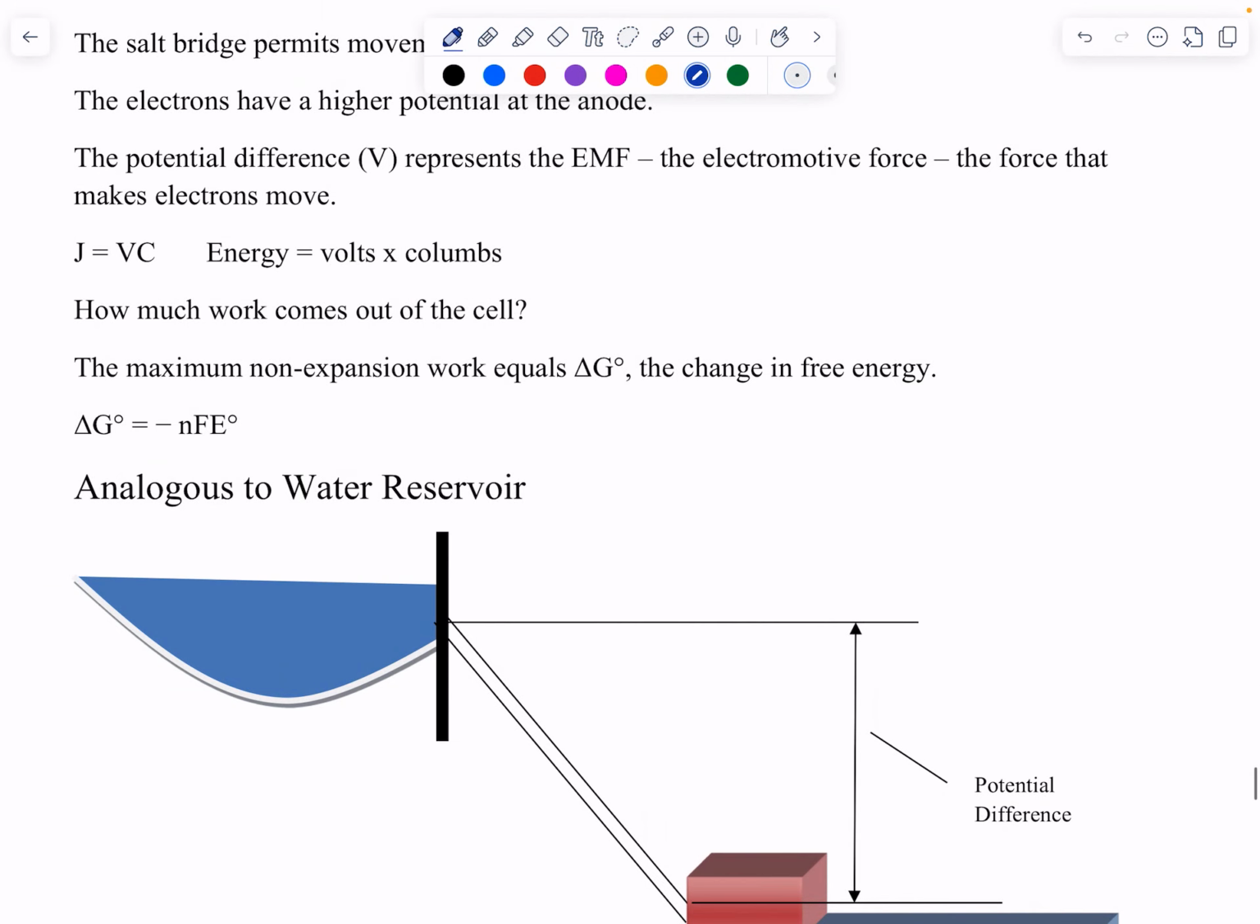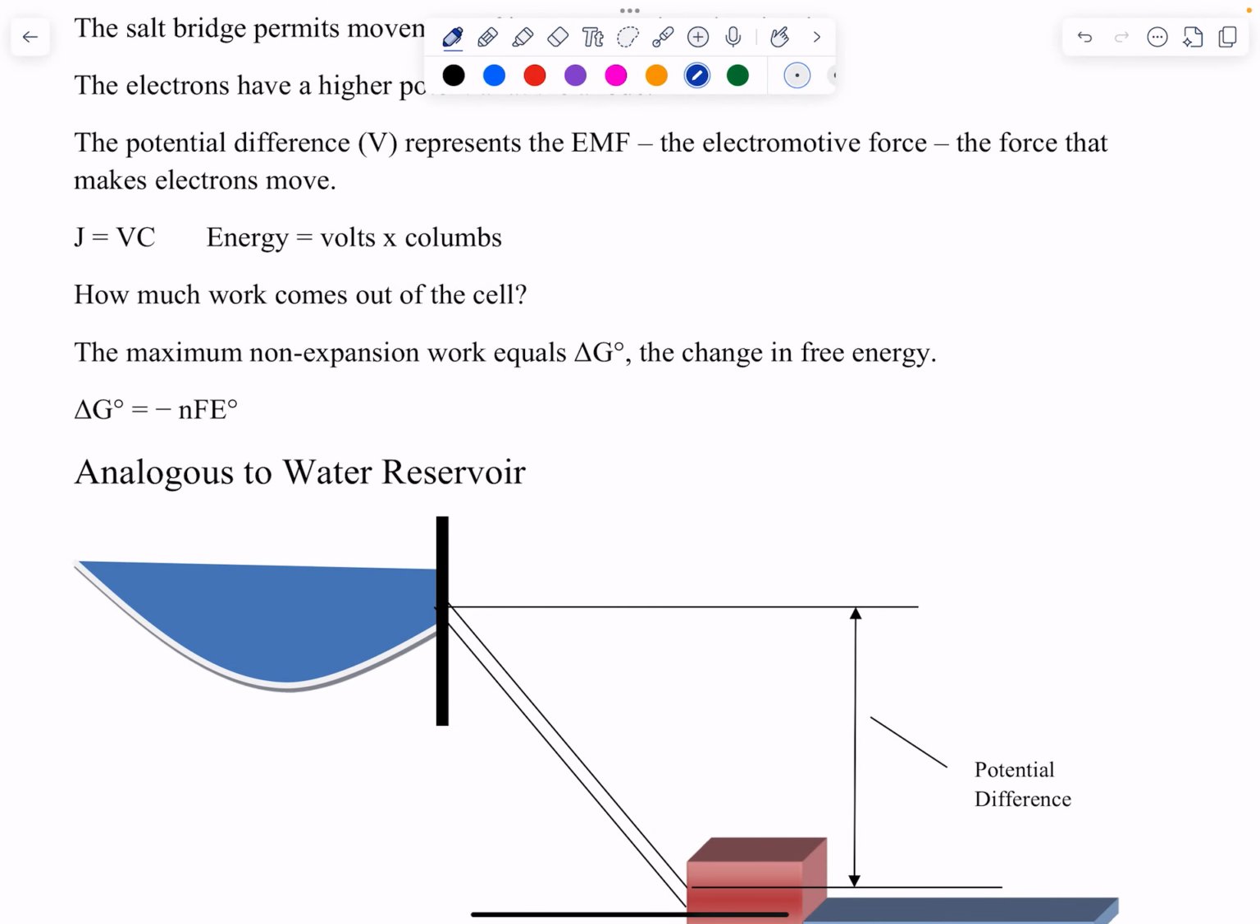So we measure this potential difference in volts. Maybe you've seen volts, I'm sure you have. That's the force that makes the electrons move. So energy equals volts times coulombs. Let's define these things. A volt is equal to a joule divided by a coulomb.